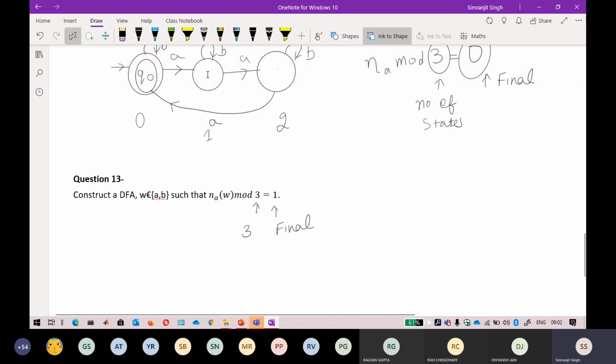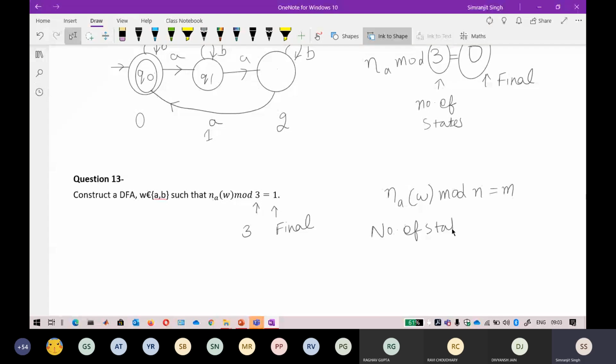Okay, so this state, particularly this q1, is the final state in this type of a thing. So if I just say n number of A's in W and mod n equal to m. Okay, so in this type of a question, the number of states will be the total number of states, and these states are minimal in nature.